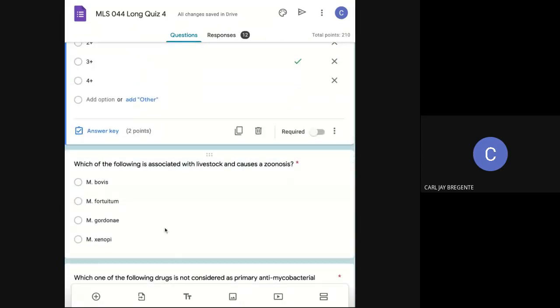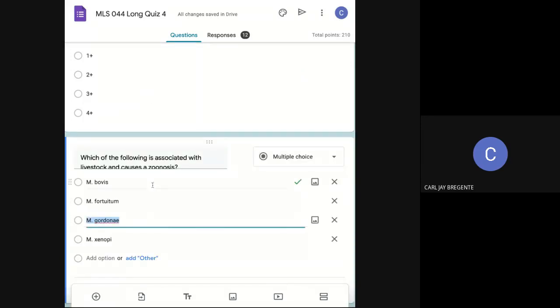Which of the following Mycobacterium species is associated with livestock and causes zoonosis? So that is your M. bovis, particularly sa mga tao.